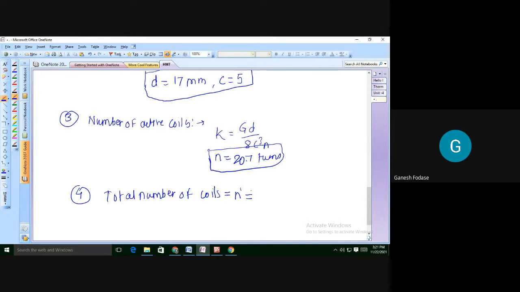So assuming that, you have to write here, I'm not writing here, but you need to understand. We assume here the ends of the springs are square and ground ends. So for square and ground ends, the N dash, that is total number of coils, is equal to N plus 2. That is equal to 22.7 turns. Okay, this is value of N dash, the total number of coils in a spring. Clear?